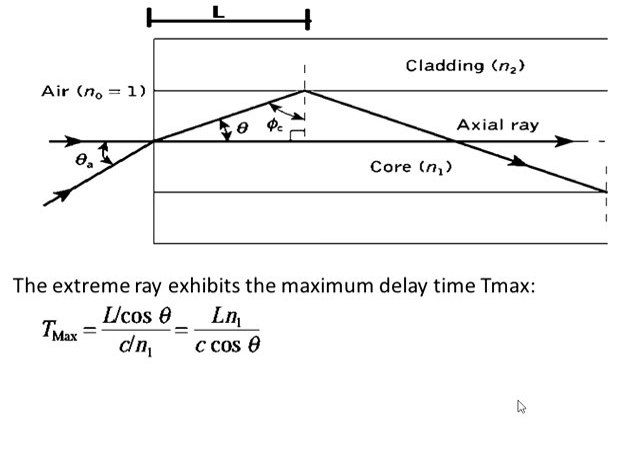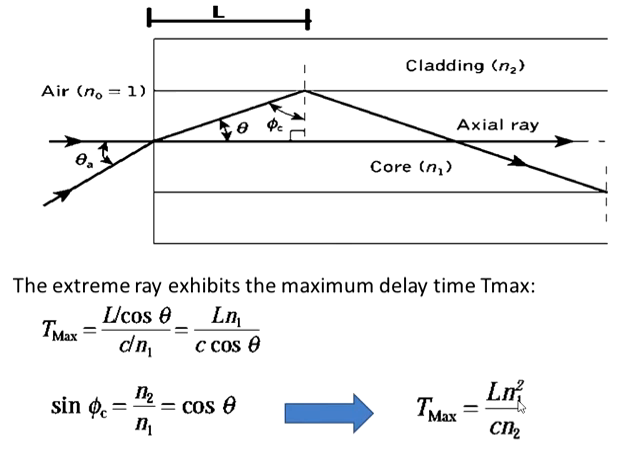Now this theta can be expressed as pi by 2 minus phi c, since it is a right angle triangle. So cos of pi by 2 minus phi c is nothing but sine of phi c. And we know that sine phi c is given by n2 by n1. So the value of cos theta will be n2 by n1. So from that we will get the maximum time as L n1 square by c n2.